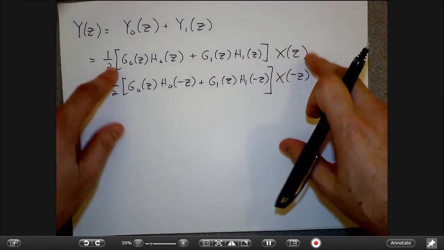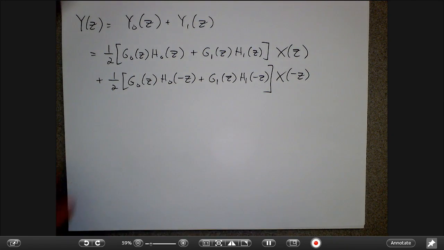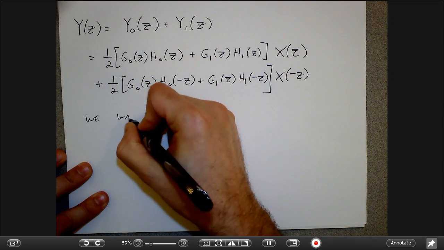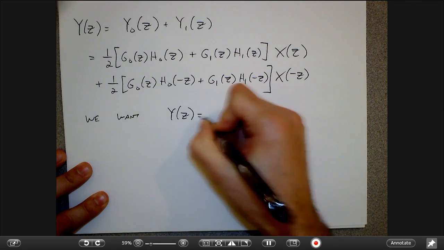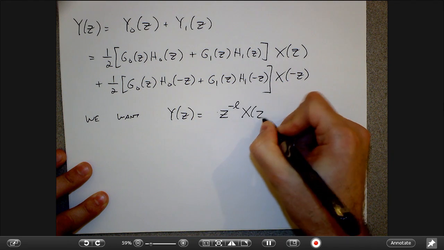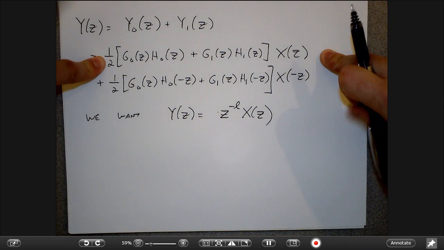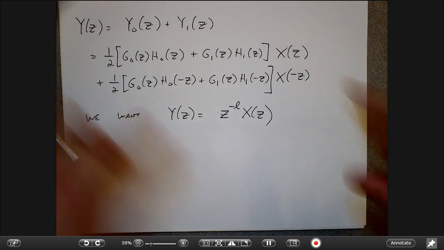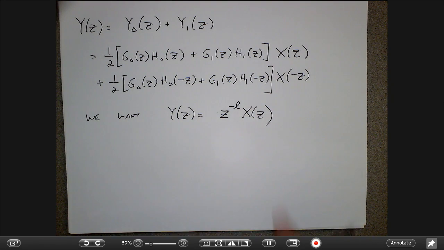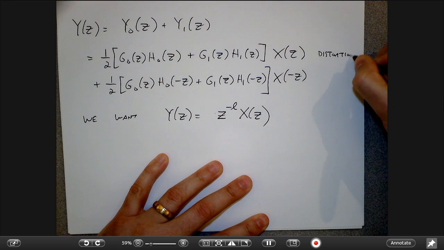The way I think about this is that this first term represents some sort of a distortion of the original signal. Remember, what we want is that Y(z) is just some sort of a delayed version of the original signal. So the top part is telling me how the original signal is being distorted, and the bottom part you can think about as some sort of aliasing, because X(-z) is like flipping the frequency domain around the middle. So this is kind of like distortion, and this is kind of like aliasing.